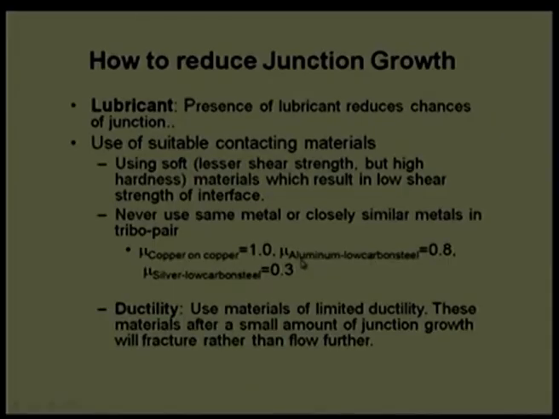Coming to the second pair, aluminum with low carbon steel. Again, in this case both materials are soft, and when they make a junction, that junction will grow under tangential load. The coefficient of friction in that case will turn out to be 0.8. However, silver and low carbon steel is a good example here. Their interface shear strength is relatively low, and that is why they give a low coefficient of friction.